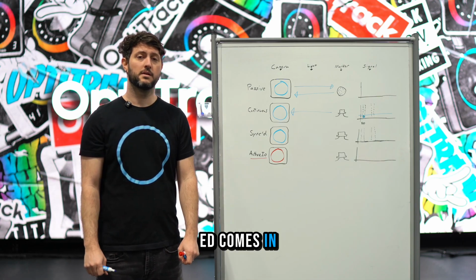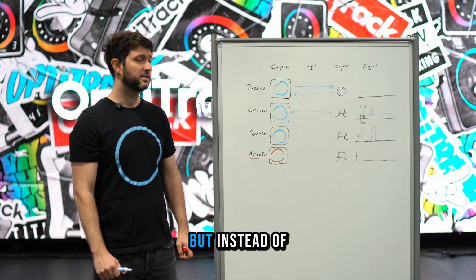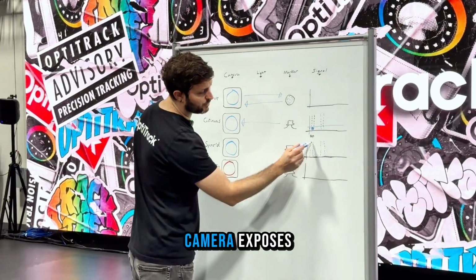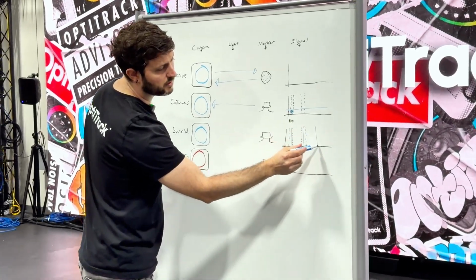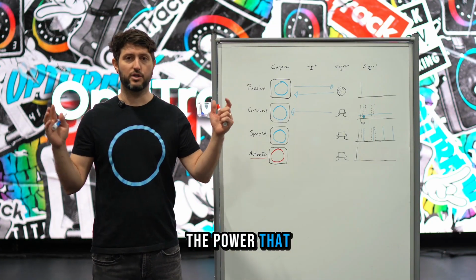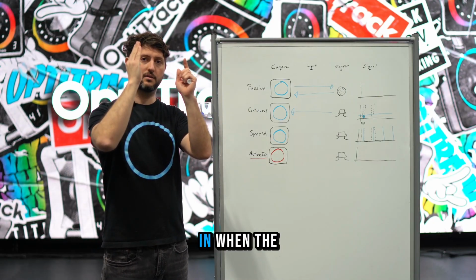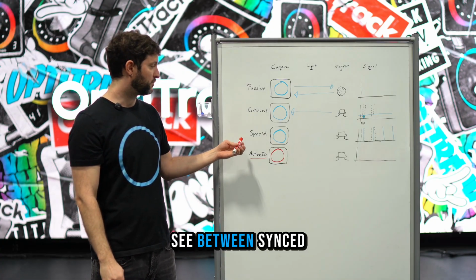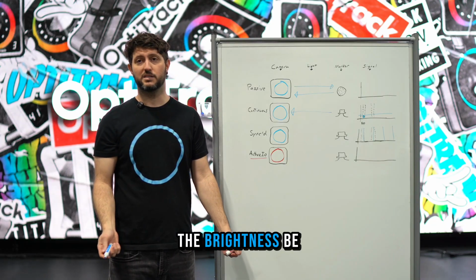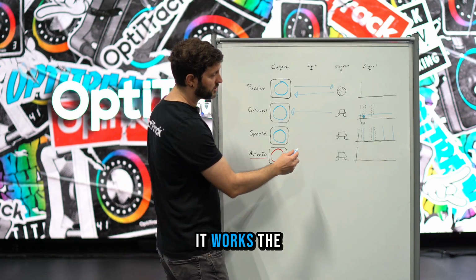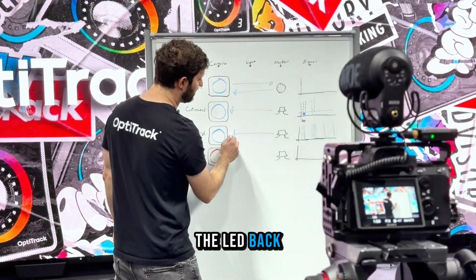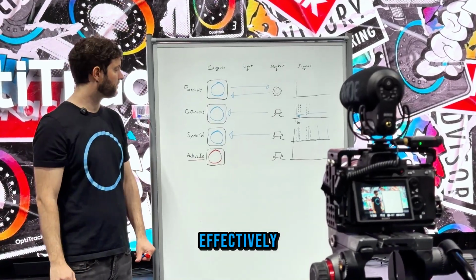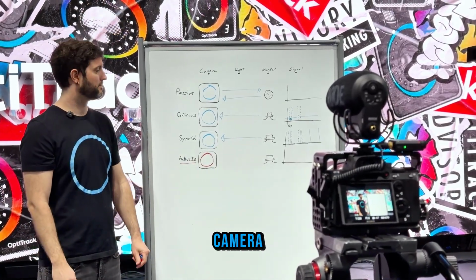That's where synced comes in. So synced markers are basically the same as continuous, but instead of spending the power continuously, they are spending it in spikes. So when the camera exposes, you have a spike of power. And so what this does is it takes all the power that you were using and it just throws it all in when the camera is exposing so that the markers will appear brighter to the cameras. So you can see between synced and continuous, you'll see sometimes the brightness be twice or 3 times as much. It works the same way as continuous, where the light is going from the LED back to the camera. And so it's only traveling that one direction. You're using the power more effectively. So synced markers will be much brighter to the camera.